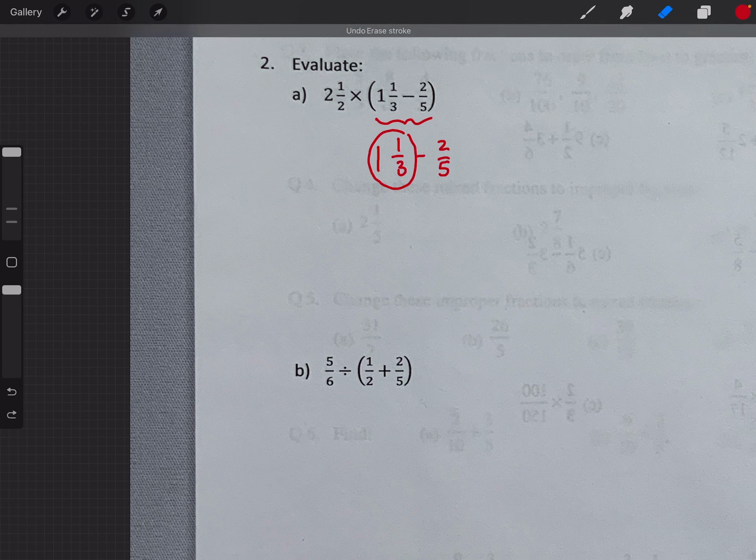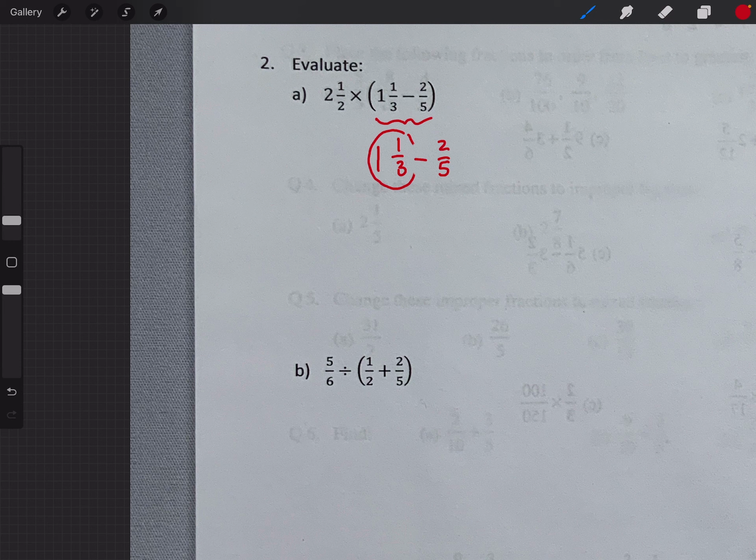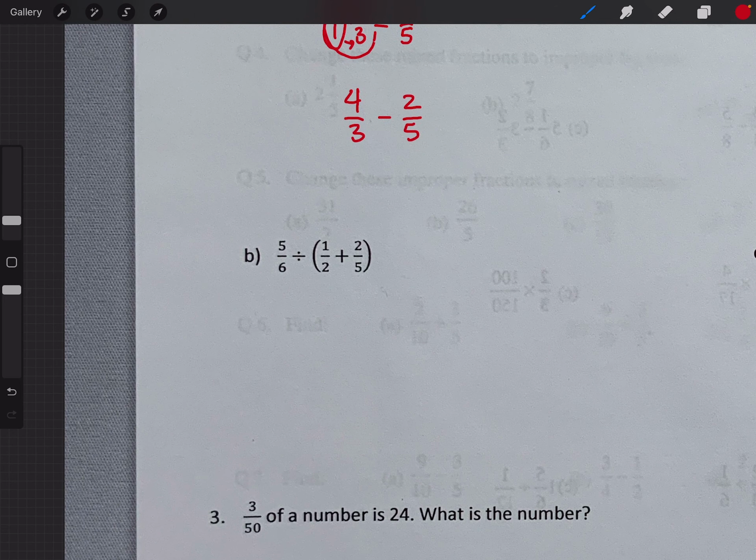That's better. All right, so what we're gonna do to change the improper fraction, I'm gonna multiply the 1 with the 3. 1 times 3 is 3, and then plus the top number, 3 plus the top 1 is 4, so that's 4 over 3, minus 2 over 5. Okay, now that we're minusing fractions like this, it is a lot easier. All we gotta do is make the bottom number the same. So that means I'm gonna make them into 15. That's the lowest common multiple. Okay, we're gonna choose 15.